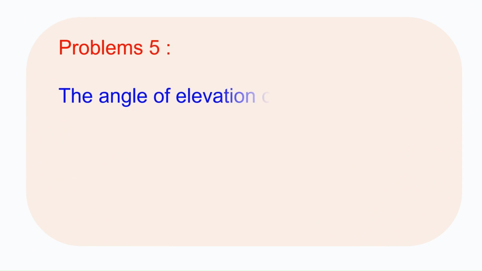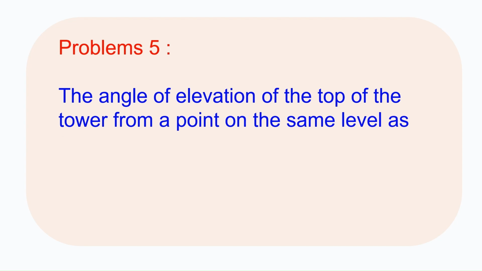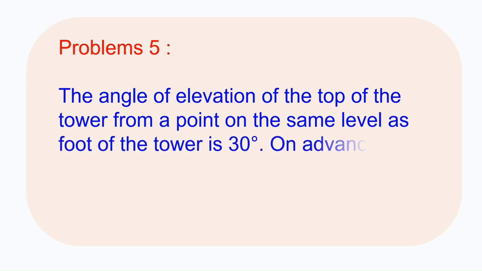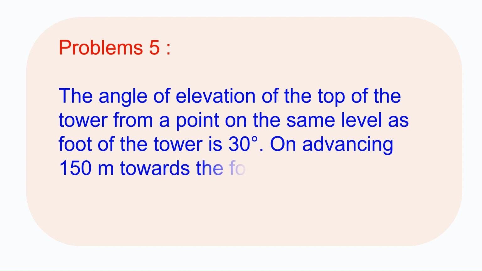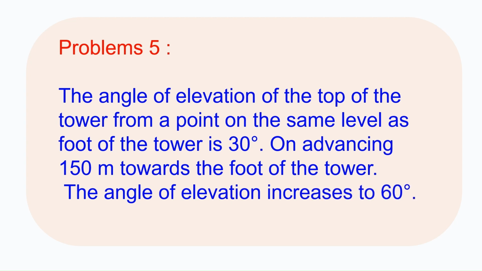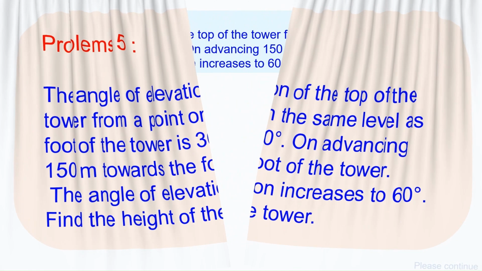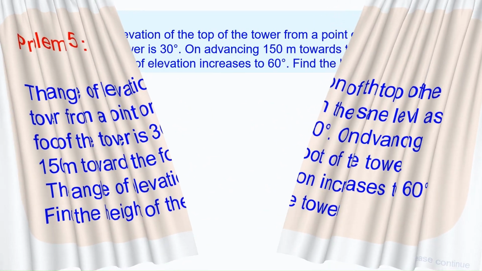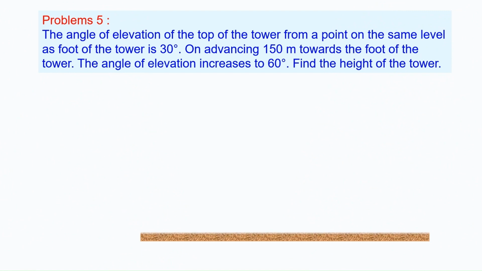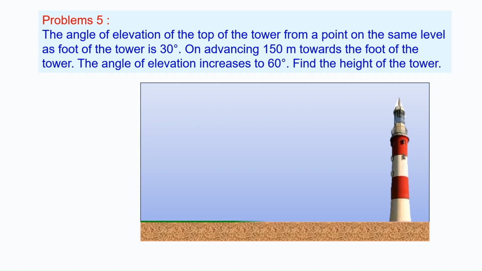Problem number 5. The angle of elevation of the top of a tower from a point on the same level as the foot of the tower is 30 degrees. On advancing 150 meters towards the foot of the tower, the angle of elevation increases to 60 degrees. Find the height of the tower. After reading the problem, we advise you to imagine the scenario on the ground, and then draw a line diagram of an equivalent right-angled triangle to represent this situation.